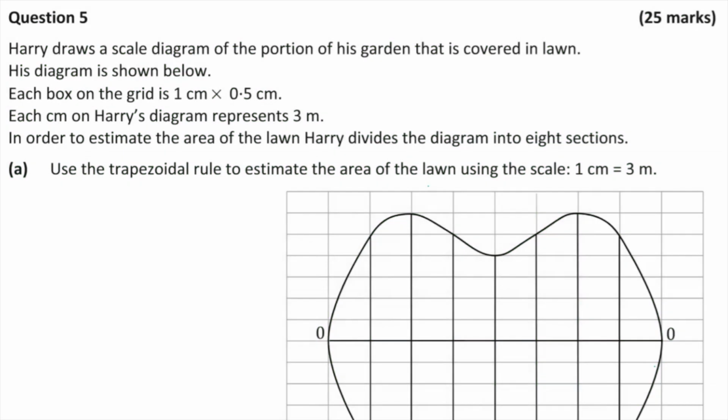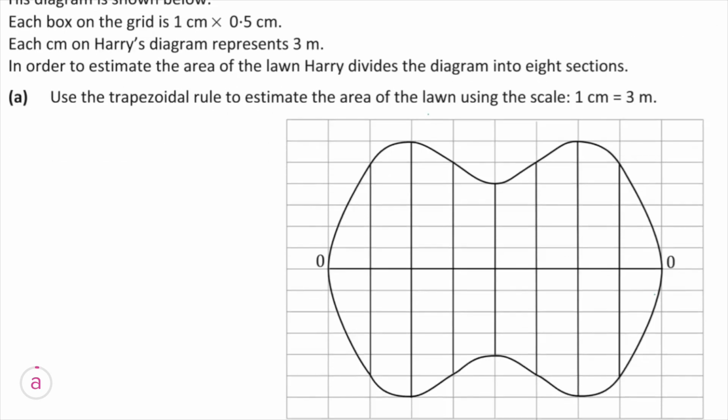Okay, so here's our question. We're told that Harry draws a scale diagram of the portion of his garden that is covered in lawn. And here's the diagram below. Each box on the grid is 1 centimeter by 0.5 centimeters, and each centimeter on Harry's diagram represents 3 meters. In order to estimate the area of the lawn, Harry divides the diagram into 8 sections.